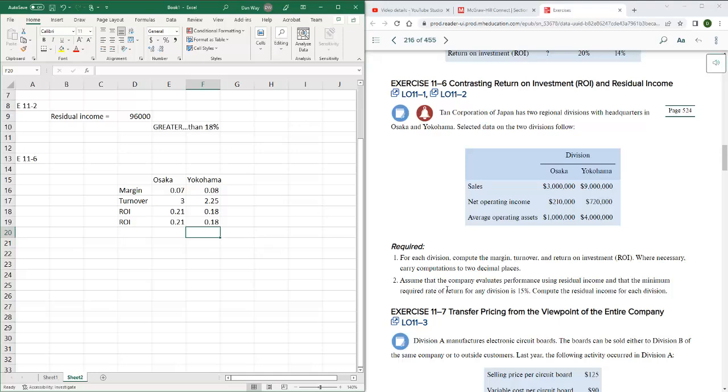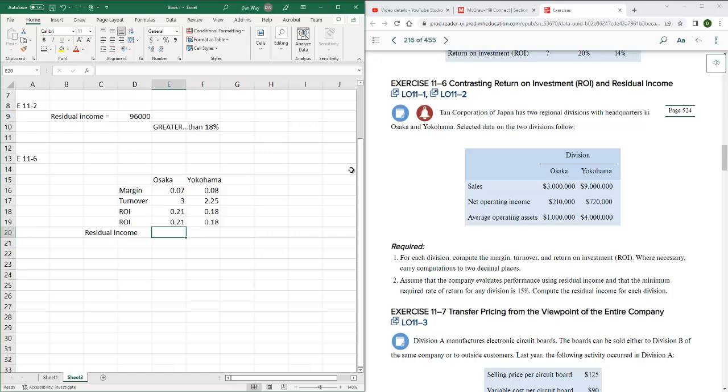Now the second piece said, assume the company evaluates performance using residual income, and the minimum required rate of return for any division is 15%. Compute the residual income for each division. So one thing to point out real quick here, required rate of return is 15%. ROI for Osaka was 21, Yokohama 18. Both these numbers then should be something greater than 0. Both these divisions had return greater than that minimum required rate of return.